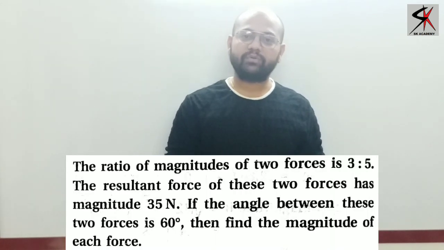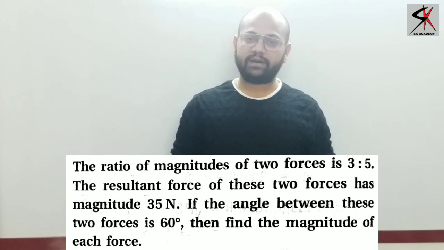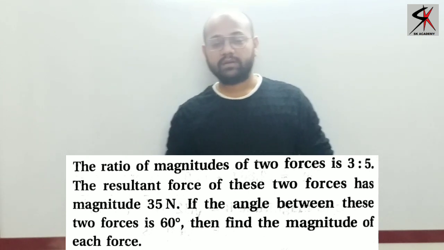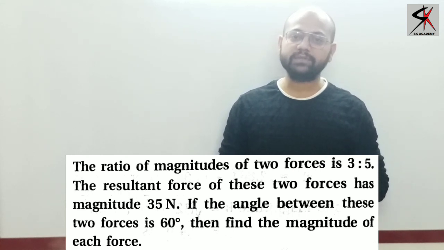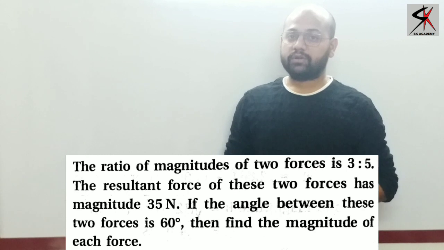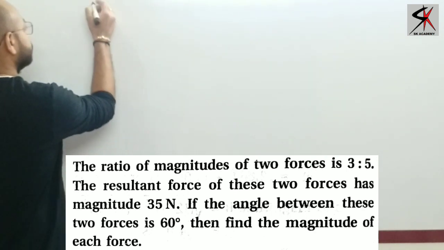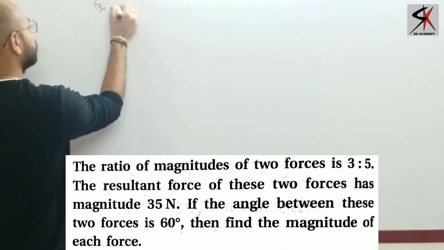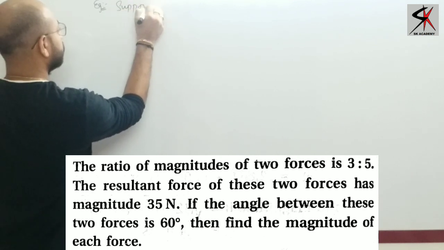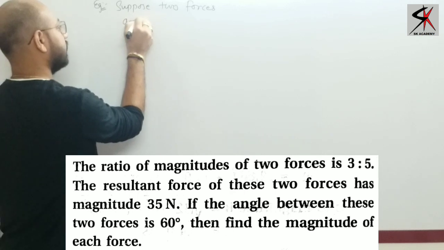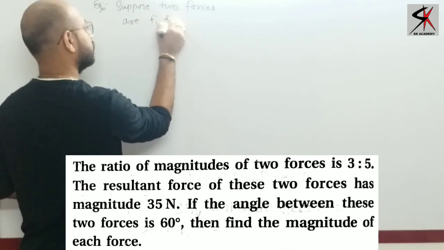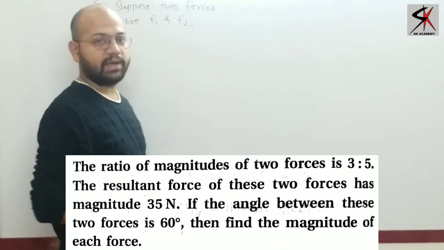Now in this sum, the ratio of two forces is 3:5, the resultant force is 35 Newton, and the angle between the two forces is 60 degrees. Then find the value of the two forces. Okay, so in this sum, suppose the two forces are F1 and F2.